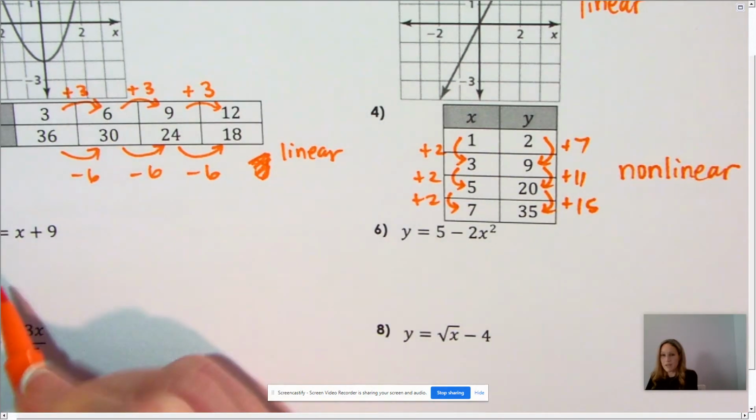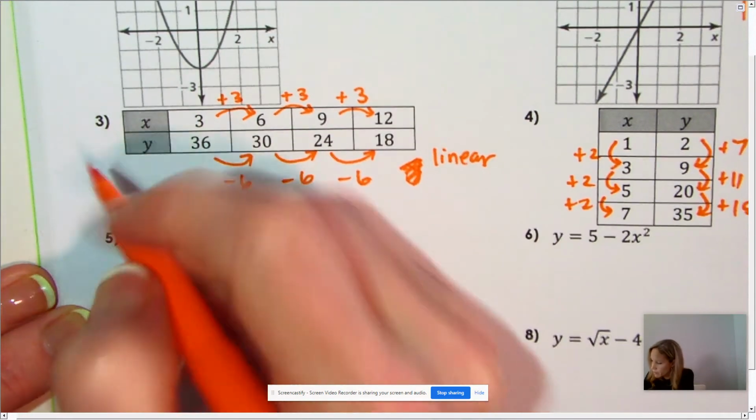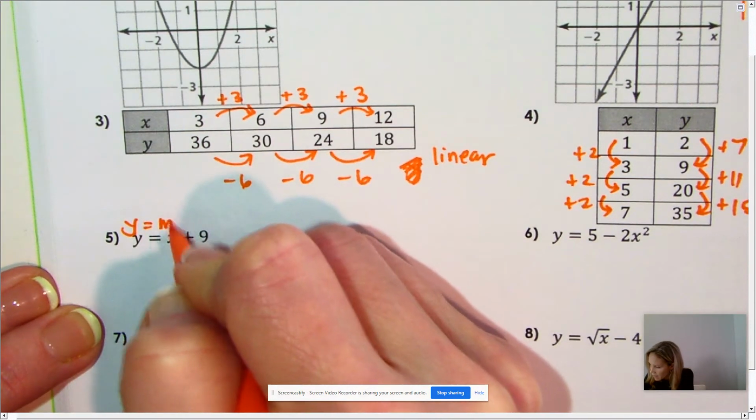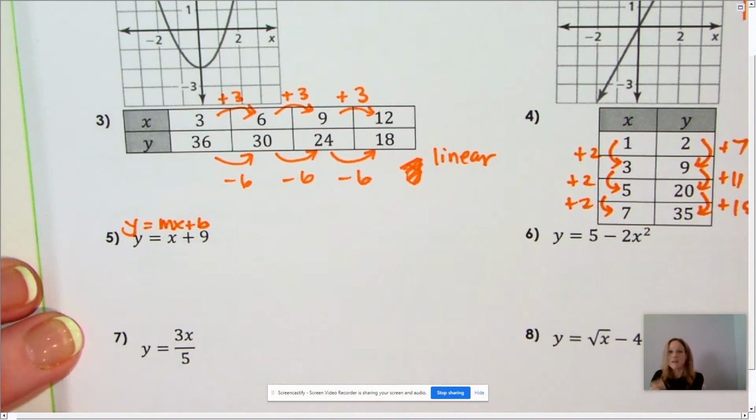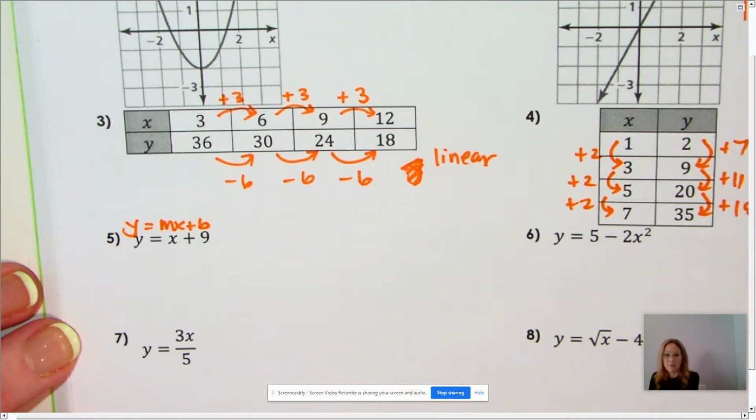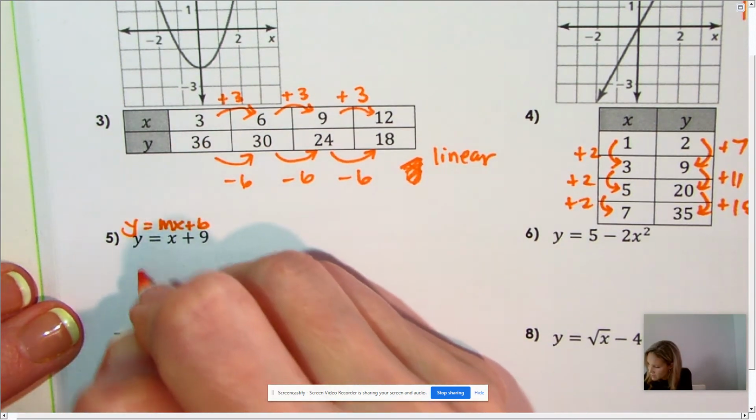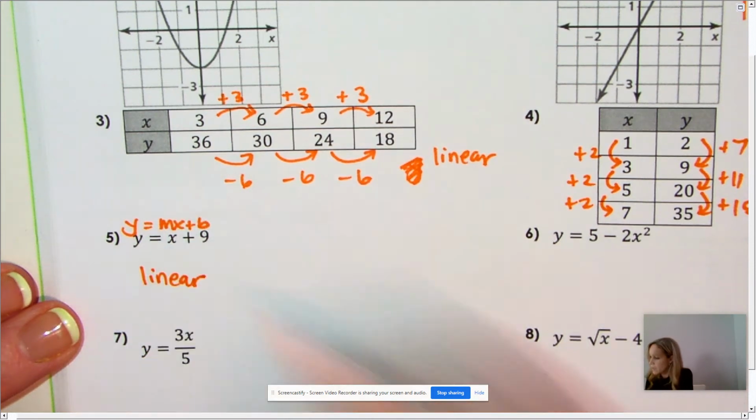Okay. This one, is this in the form y equals mx plus b? Yeah, m happens to be 1. b happens to be 9. So yes, this one is linear.